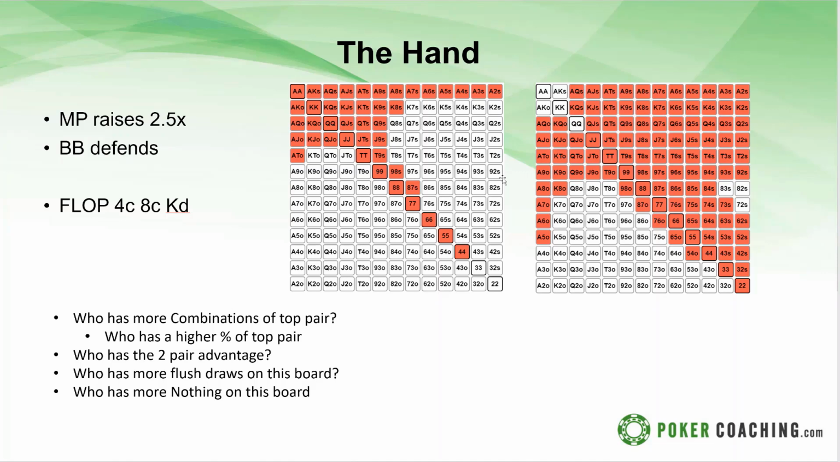So, first question I have for you guys. Who has more combinations of top pair in their range? So what I want you to do, take a second. We're going to look at these ranges here, and we're looking at the king, obviously. So we're looking at top pair king. Who has more total combinations of top pair in their range? Give you guys a second to think about this, and I'm seeing kind of a mix of answers so far. Big blind, MP.